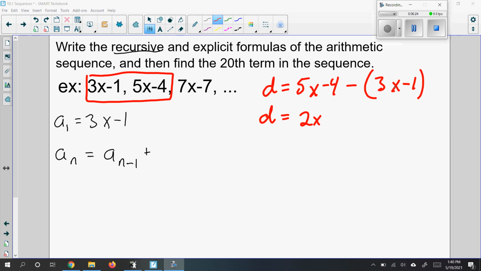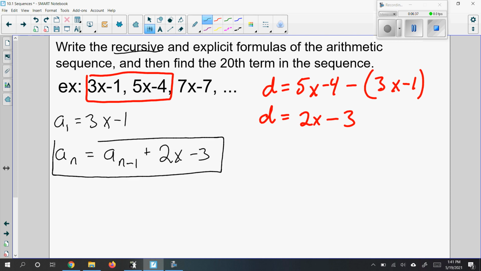Negative 4 minus negative 1 is negative 3. Okay, so a sub n equals a sub n minus 1 plus 2x minus 3. So this is our recursive formula.